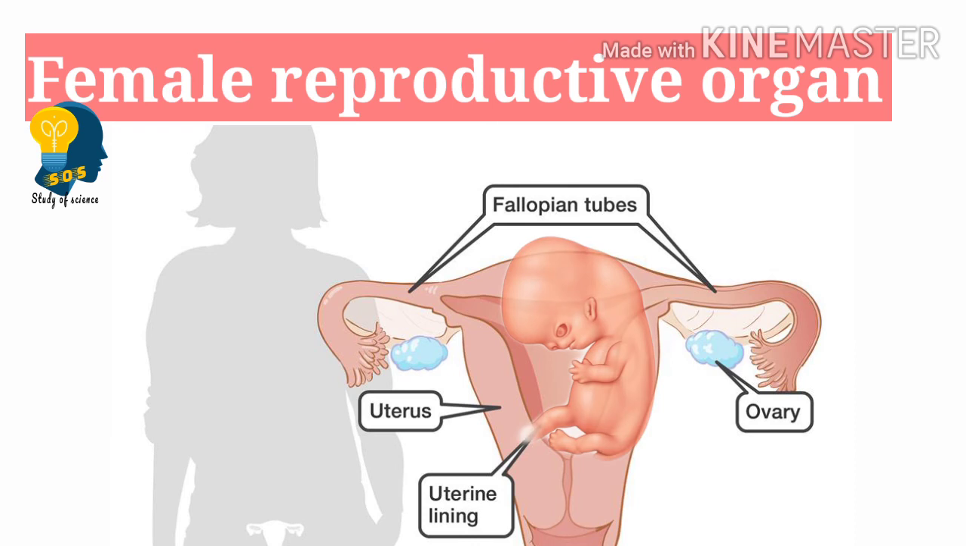Okay, so as I told you, the sperm is a single cell, right? The sperm contains a single cell. Even the egg also contains a single cell. So that's all about the female reproductive organ.